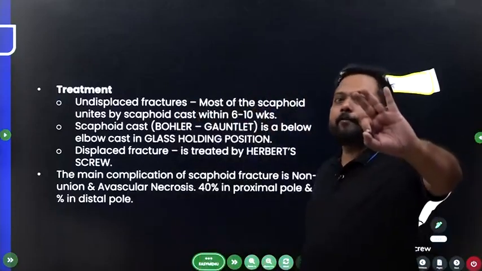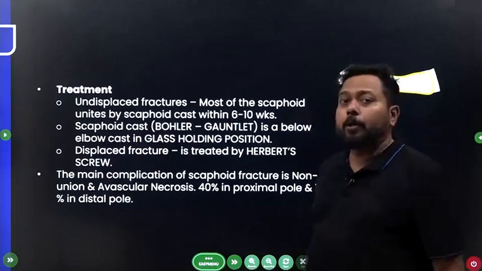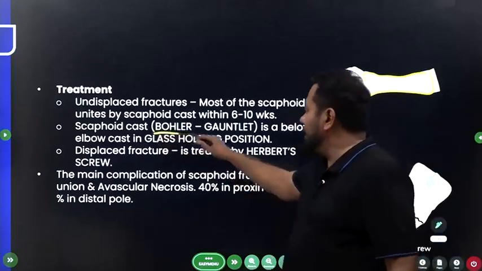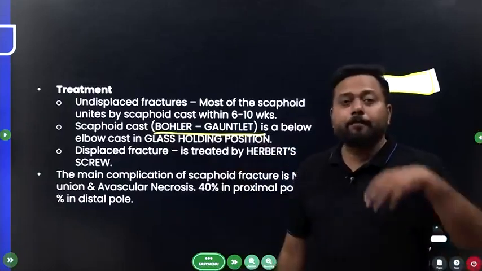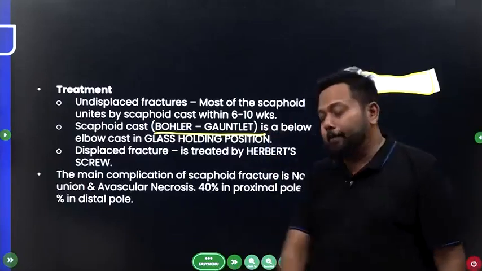So undisplaced scaphoid fracture treatment is conservative. That's called a scaphoid cast. The other is called a Bowler gauntlet cast, conservative. If it's a displaced scaphoid fracture, the treatment of choice is surgical, and that's by Herbert screw.